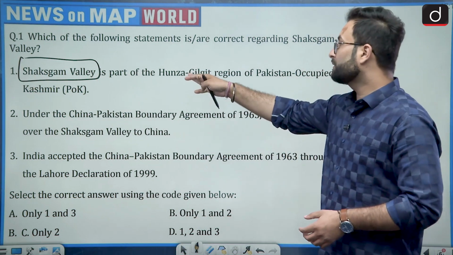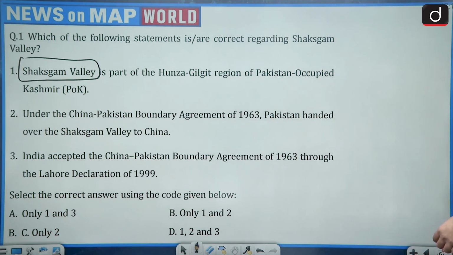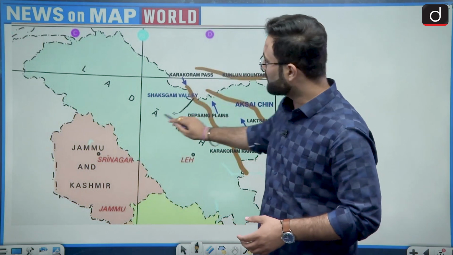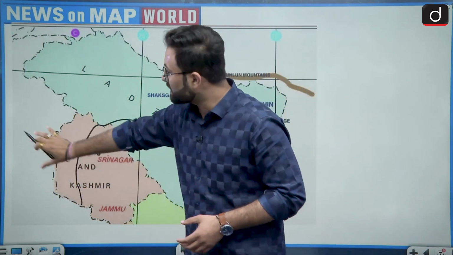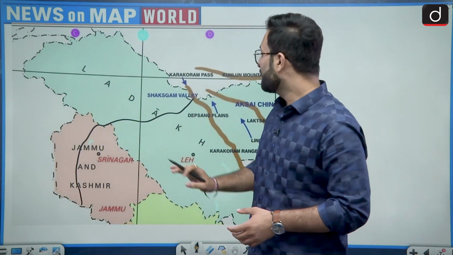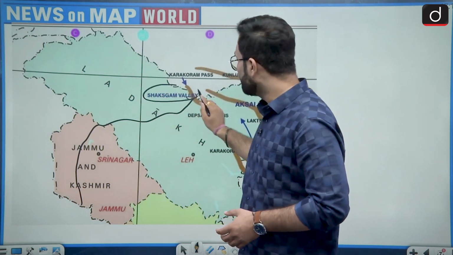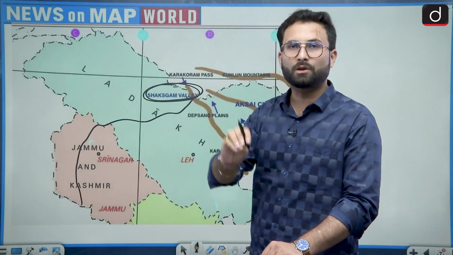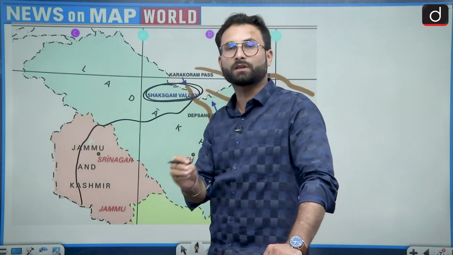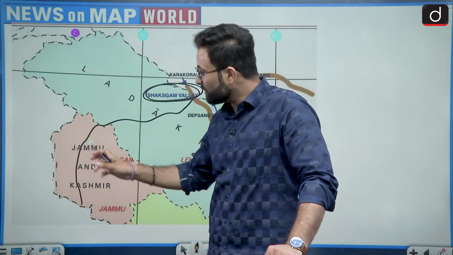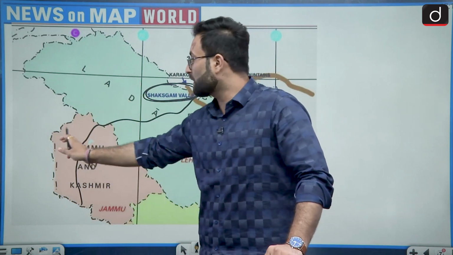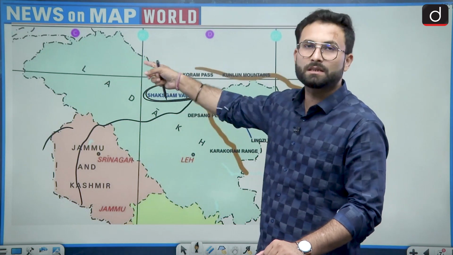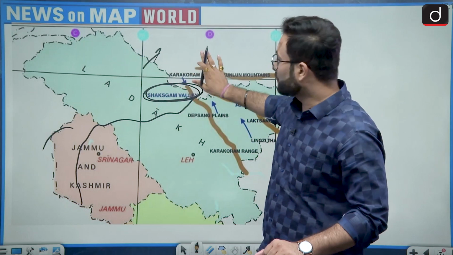First is, this is part of the 𝐏𝐤 region of Pakistan occupied Kashmir. Now here you can see, when we are talking about Pakistan occupied Kashmir, you know that this area somewhere like this is basically illegally occupied by Pakistan. When we talk about Shaksgam Valley, that is over here, and this Shaksgam Valley is part of the Gilgit-Baltistan. The part of Kashmir which has been occupied by Pakistan has been divided into two parts. One is Azad Kashmir, and second is Gilgit-Baltistan. The Shaksgam Valley is there in the Gilgit-Baltistan region.